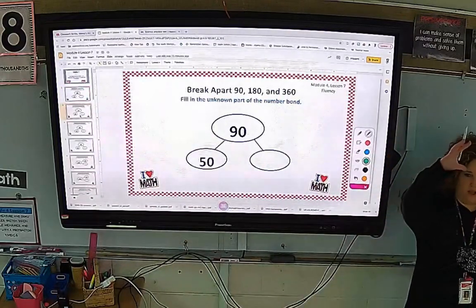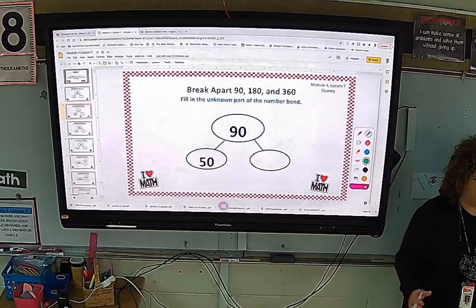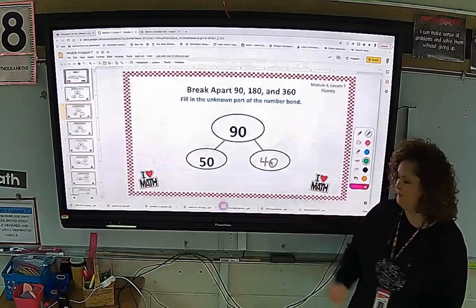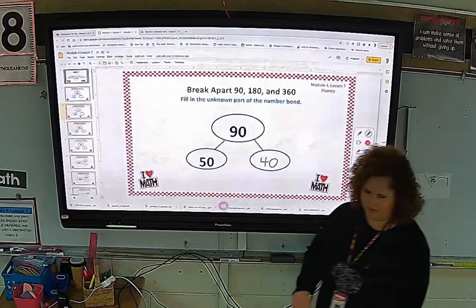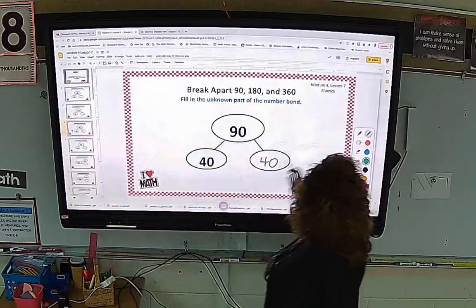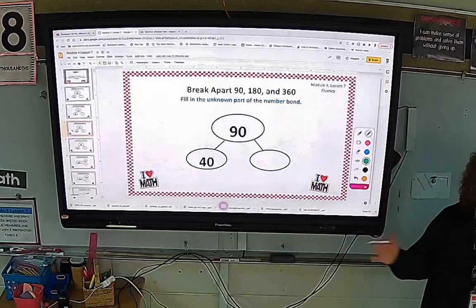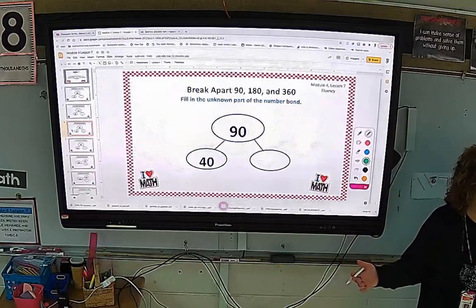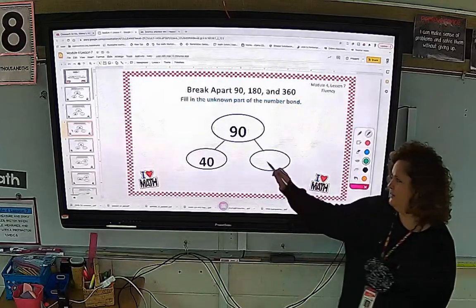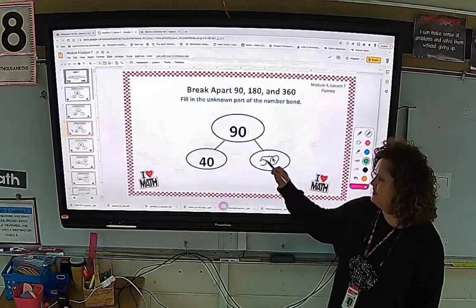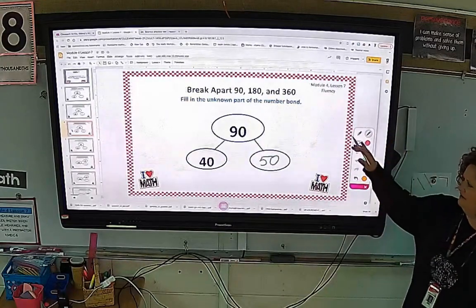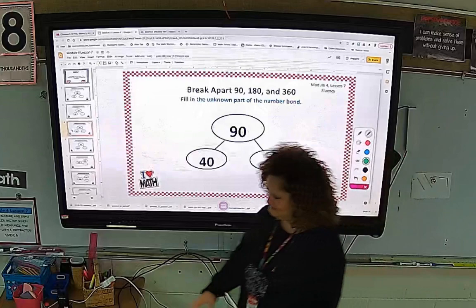Got 90 on the top, 50 on the bottom. What has to go in the other bubble? 40. Nothing hard about that. What if 40 is in one of the bubbles? And 50 would go in the other one. Why? Because 50 and 40 added together make 90. I almost said 60.